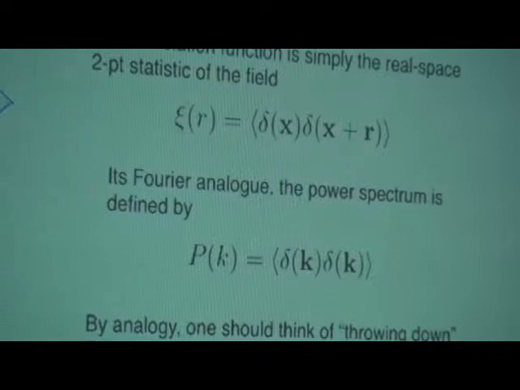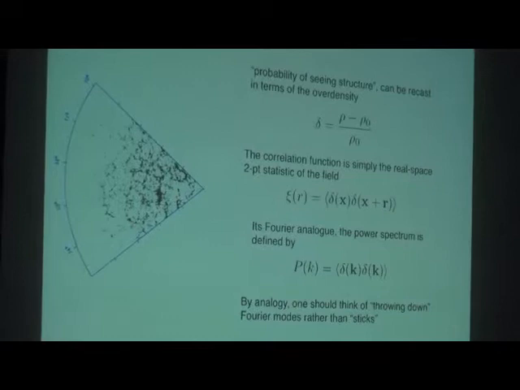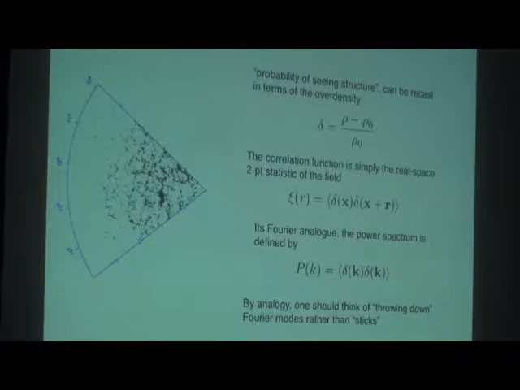The Fourier analog, so the Fourier transform of the correlation function, is the power spectrum. This now is the two-point function of the overdensity in Fourier space. And so whenever anybody shows me a power spectrum, my mental picture of what this means is that rather than throwing down sticks, I'm throwing down Fourier waves. And I'm asking, what's the density of galaxies along that Fourier wave?